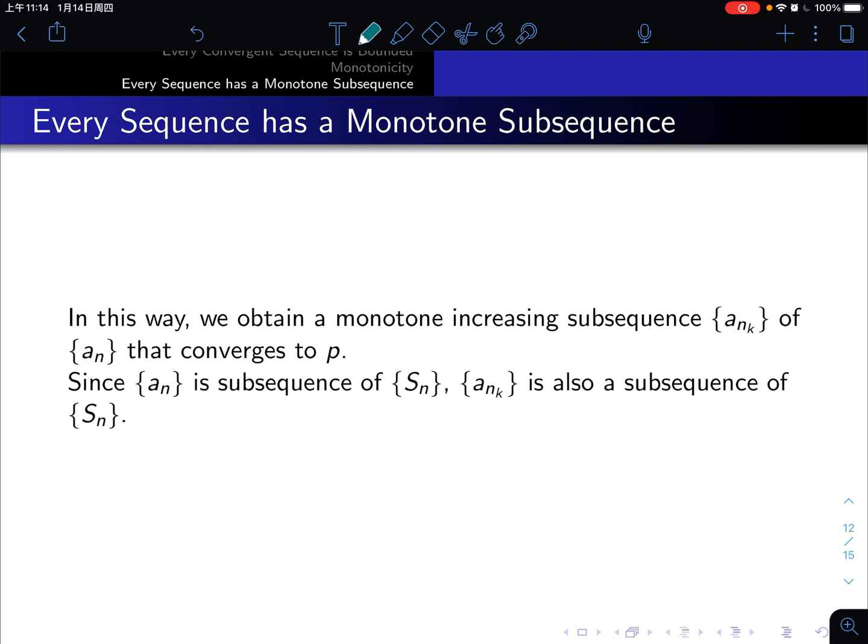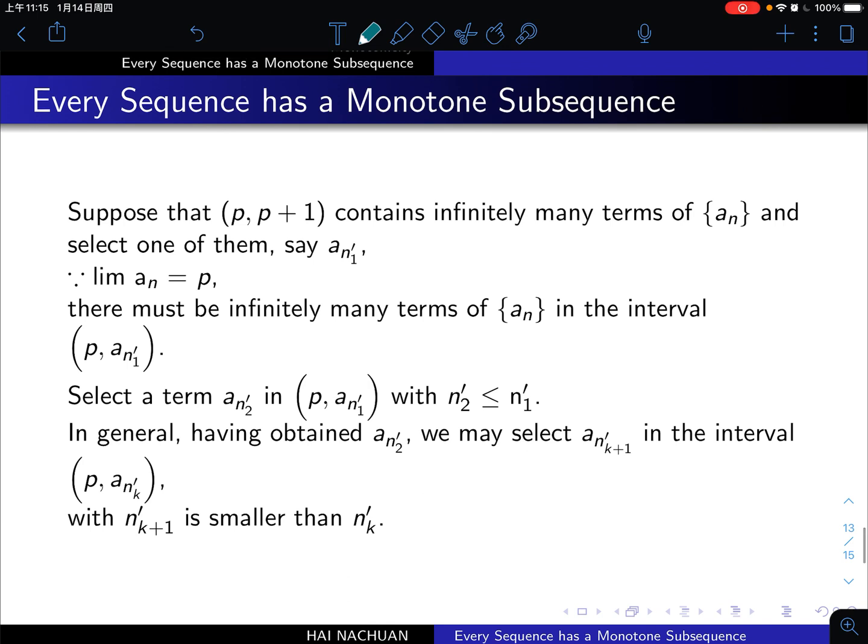This is just case 1. We still have case 2. We have two intervals, and in case 1 we supposed that the interval P minus 1 to P contains infinitely many terms of An. In case 2, we suppose that the interval from P to P plus 1 contains infinitely many terms of An. It's actually the same. Let's take a look. We select one of them and call it An1 prime. Since the limit of An equals P is still the same, there must be infinitely many terms of An in the interval P to An1 prime.